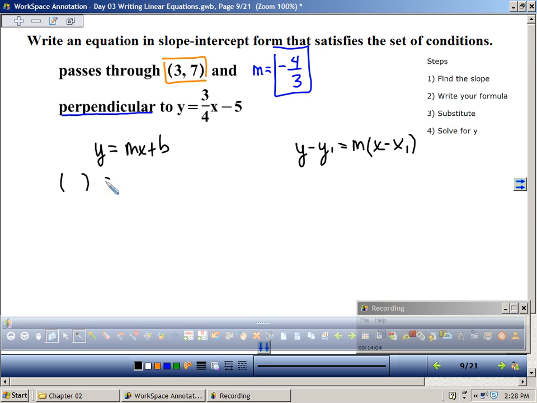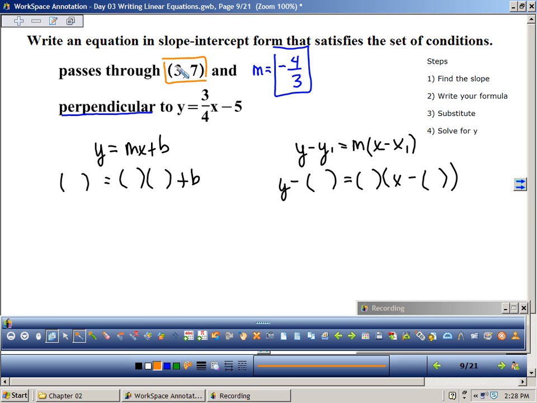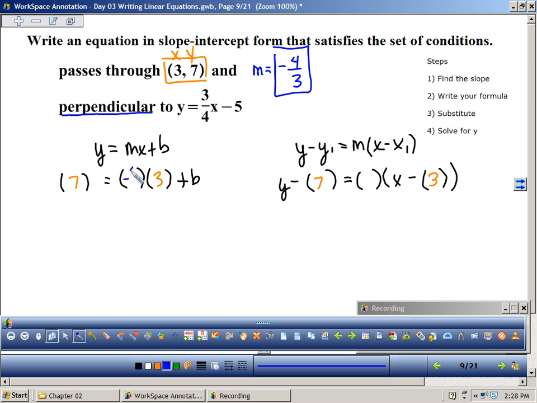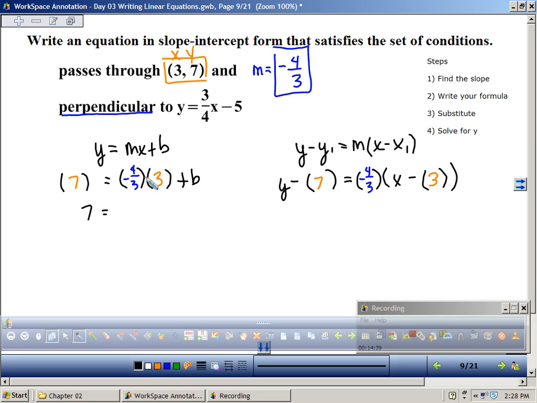You don't need to copy both of them down, right? Okay, so now I'm going to substitute my y, my slope, x, plus b. Same thing over here. My y, my slope, x minus my x value. I've got 3 is my x value, so that goes here, also goes here. Y is 7, that goes here and here, and negative 4/3 goes here and here. 7 equals, okay, these cancel, and I have negative 4 plus b. Over here I have y minus 7 equals negative 4/3 x, and then these cancel, and that's negative times negative is a positive 4. Correct?